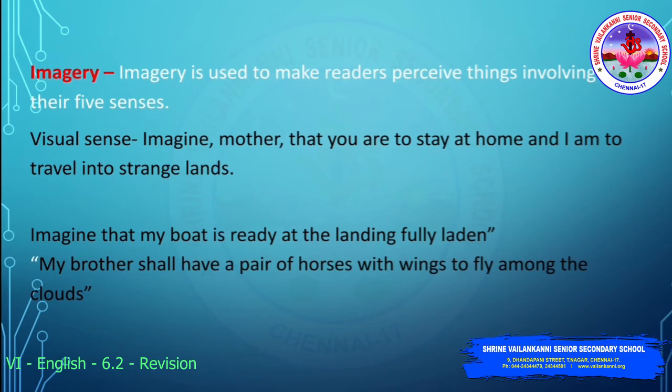Next, imagery. Imagery is to perceive things, that is to feel things. What sense do we feel here? Visual sense. Imagine, mother, that you are to stay at home and I am to travel into strange lands. Imagine that my boat is ready at the landing fully laden. My brother shall have a pair of horses with wings to fly among the clouds. These lines represent strong visual imagery, which we can see.